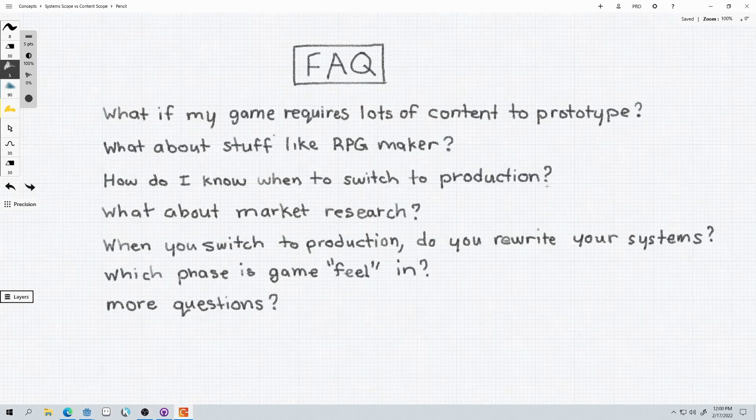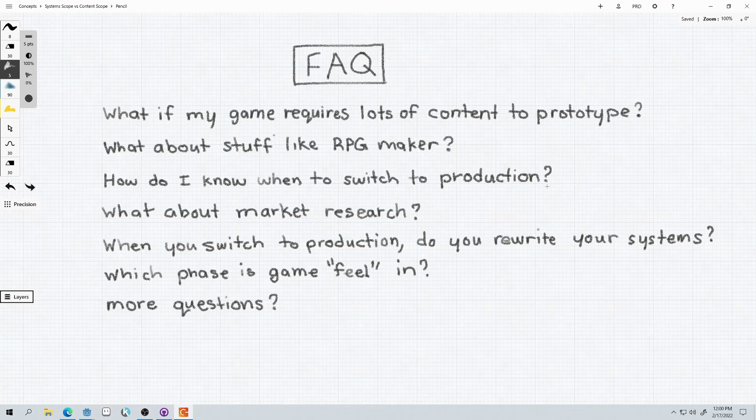So here are some frequently asked questions I've gotten when I've shown this idea to people. What if your game requires a lot of content to prototype? Something like Stardew Valley, for example. I would say that your prototyping and your production phases are going to have different lengths, especially depending on your genre. If you're making a platformer, your prototyping phase is going to be shorter while the production phase is going to be longer. You're going to need to make a lot of levels for that platformer.